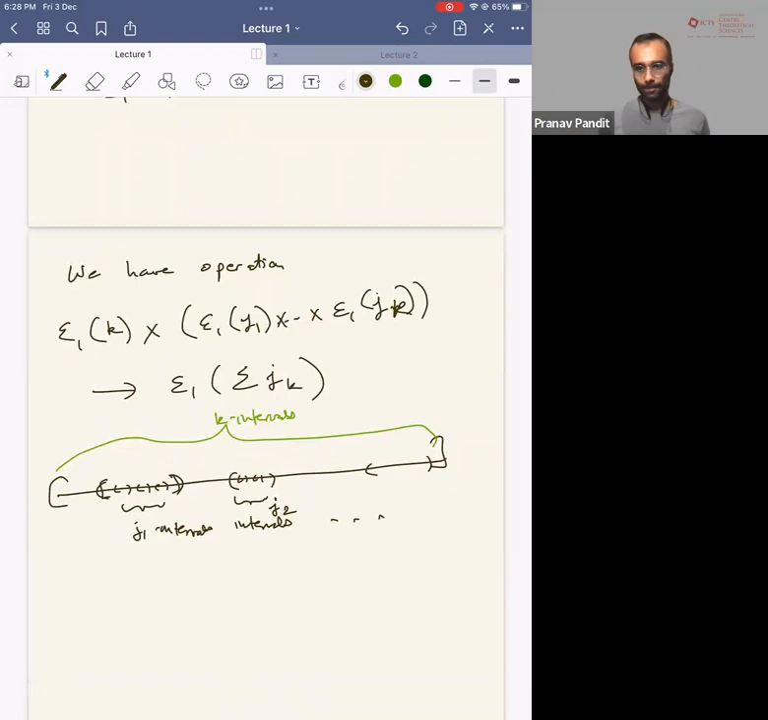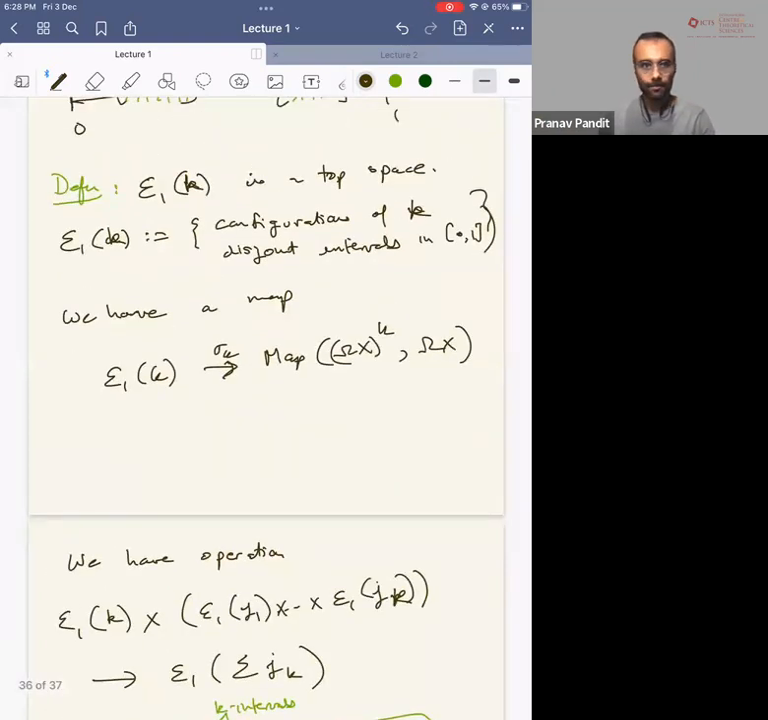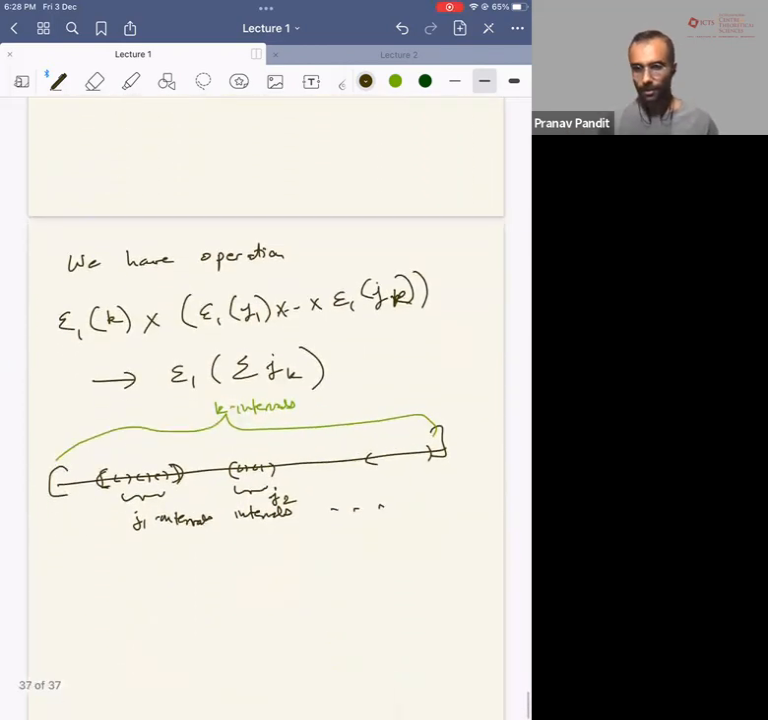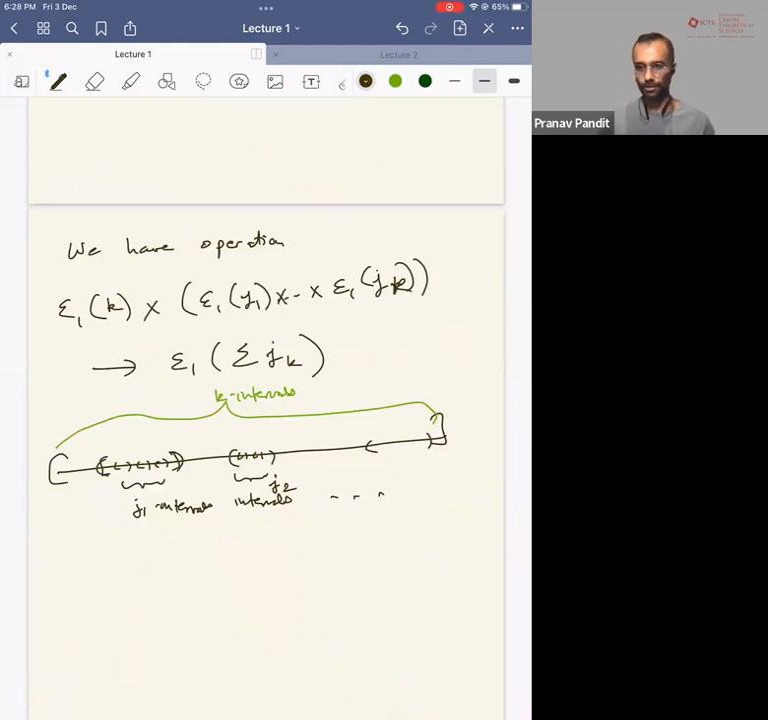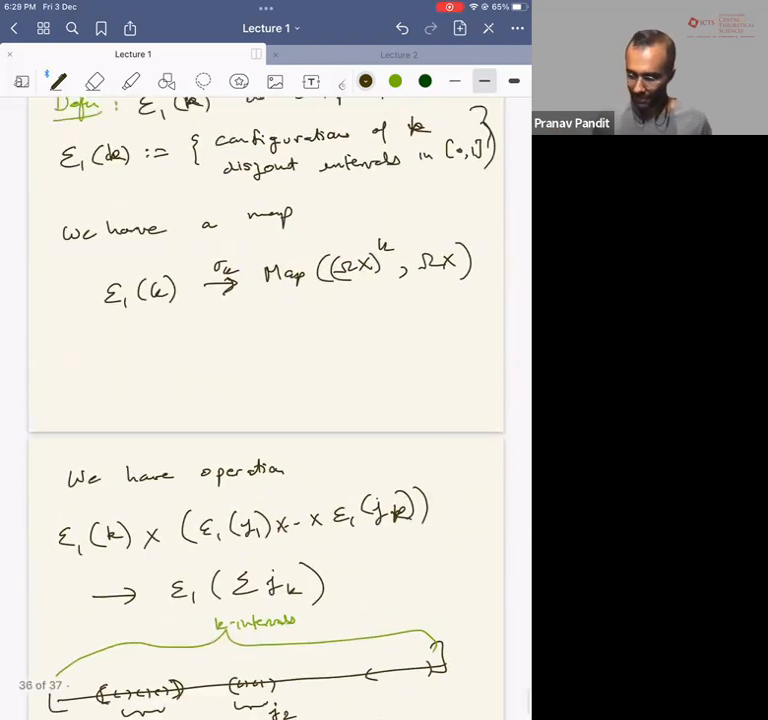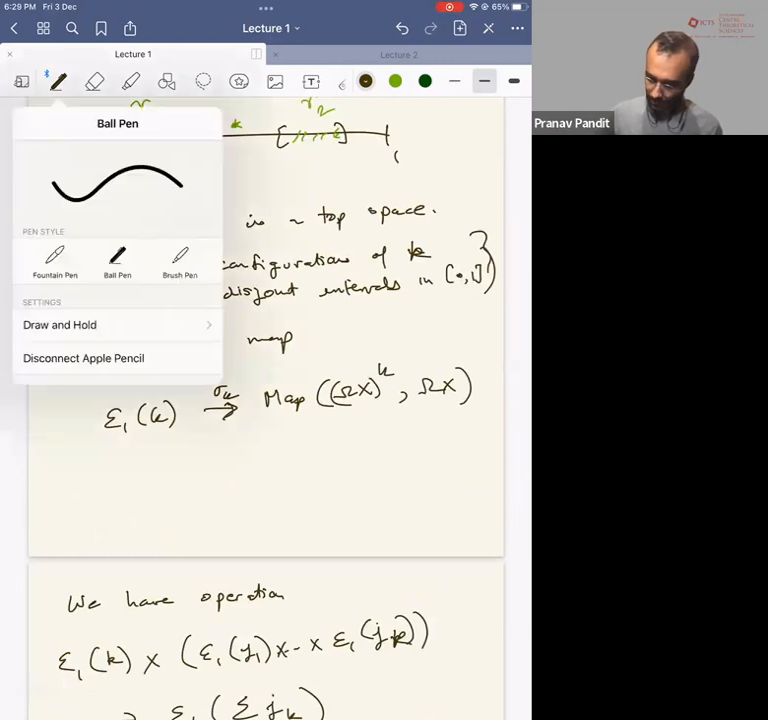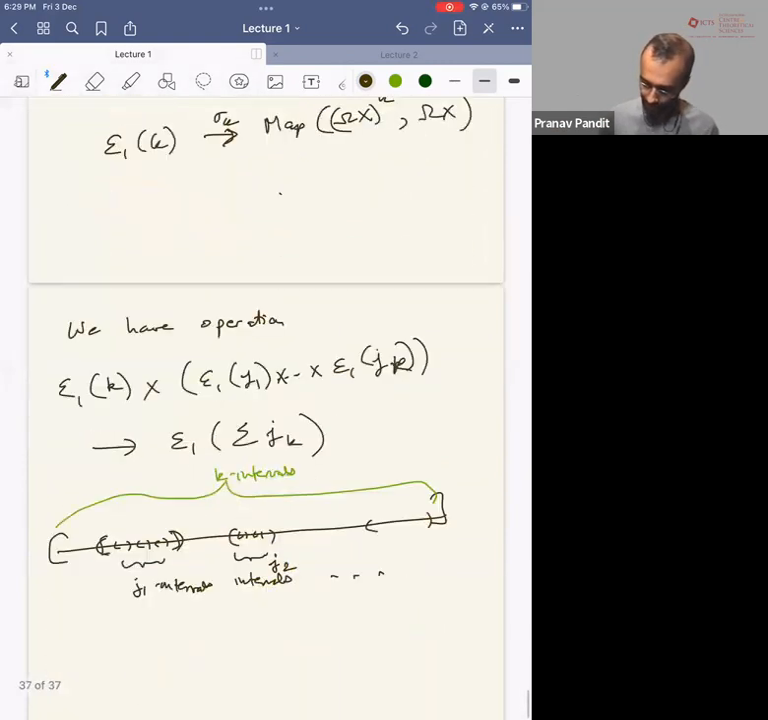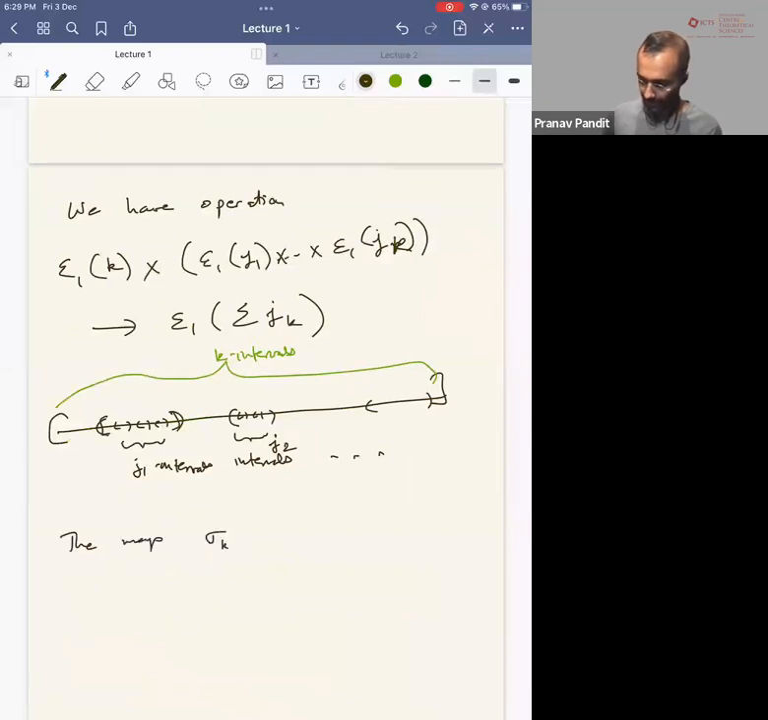So where was I? Right. So we have these maps, and for every k, I have these maps, sigma k, and these maps are compatible with these compositions. I let you think about in what sense they're compatible. All of this says that the maps sigma k are compatible with these operations.